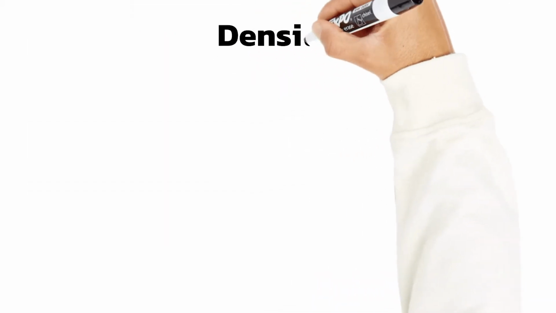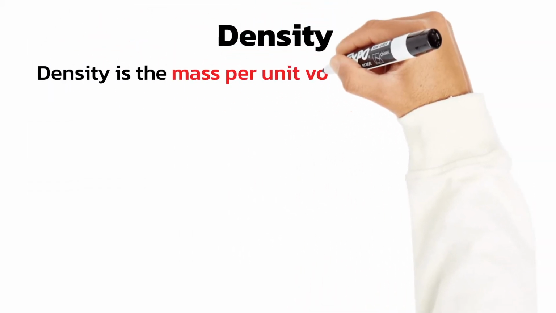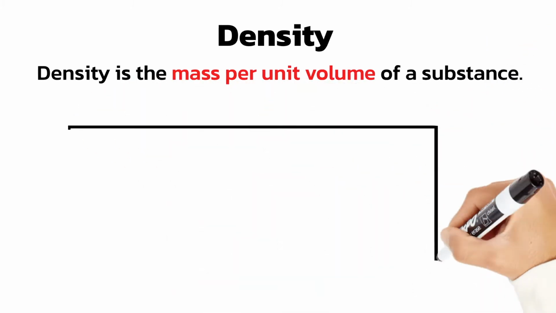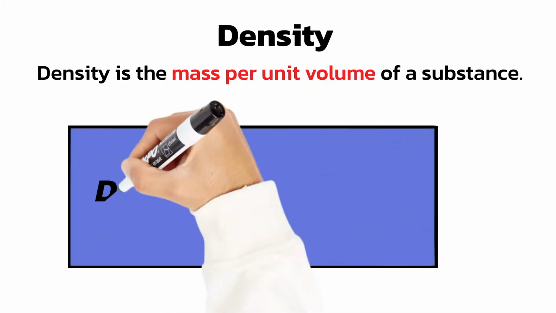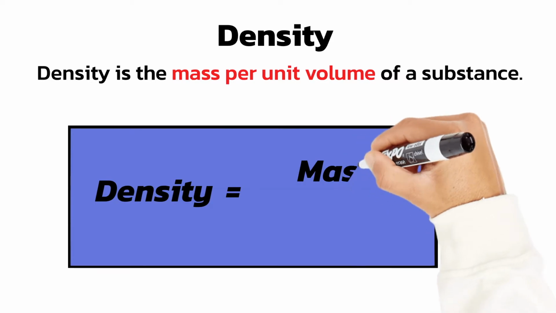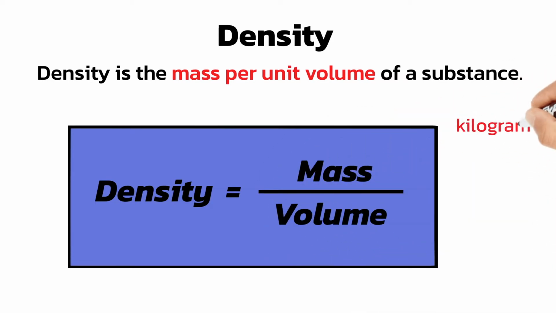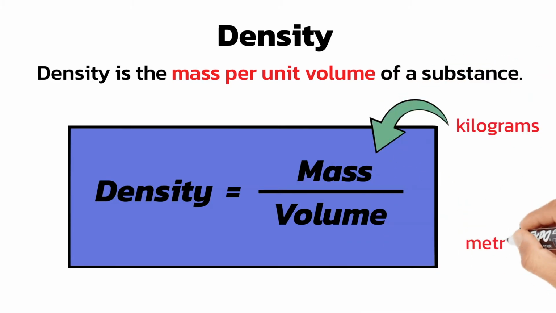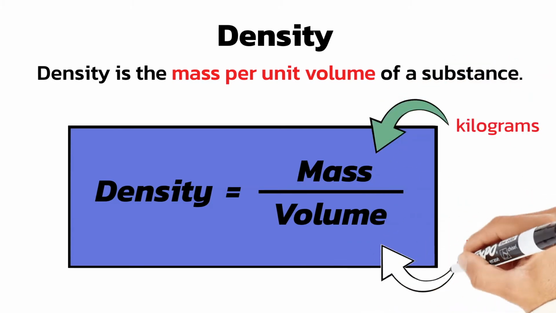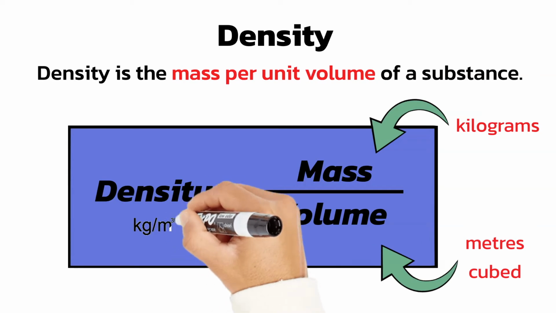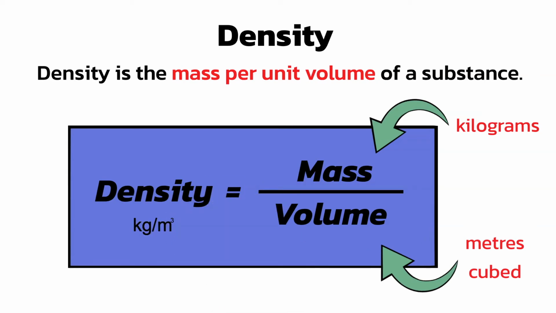You should remember that density is defined as the mass per unit volume of a substance. It is calculated using the formula, density equals mass divided by volume, where mass is measured in grams or kilograms, volume is measured in meters cubed or centimeters cubed, and the density is measured in kilograms per meter cubed, or grams per centimeter cubed.